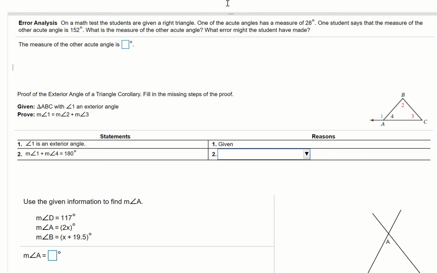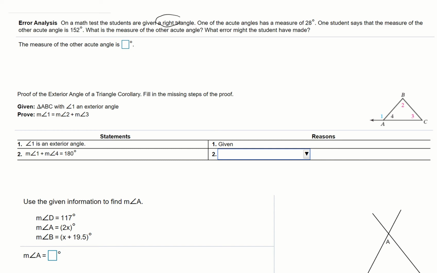So basically, the student knew that you had 28 degrees for one of the angles in this triangle. And so he said, okay, well, they had to add up to 180. So 152 plus 28 is 180. Done. That's my other angle, 152. But what the student failed to realize is that there was a third angle, right? The third angle in a right triangle is 90 degrees.